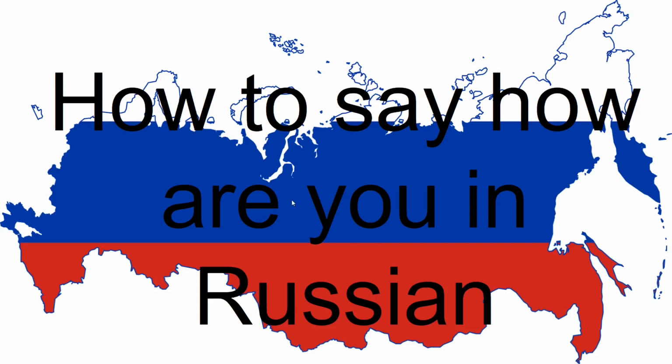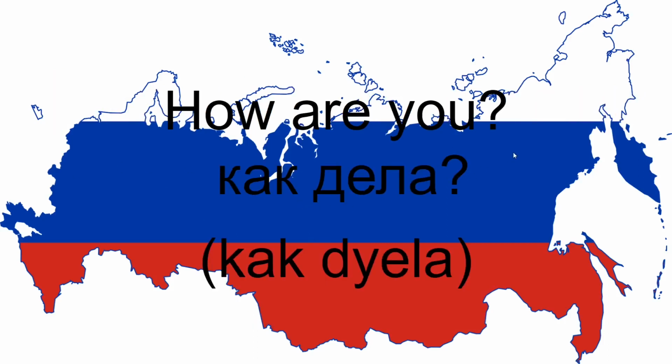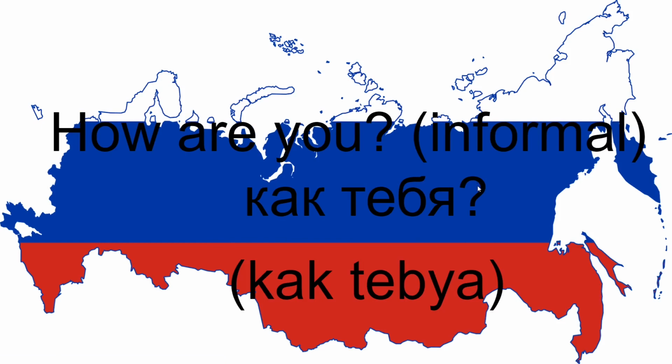Hello everyone, and today we are going to be learning how to say how are you in Russian. So how are you, or more literally, how are things, is как дела. Как дела, as when you want to ask someone how are things. Next we have a more informal way of saying this, which is как тебя. Как тебя, which just means how are you. This is more specifically asking someone how they are as opposed to how things are.